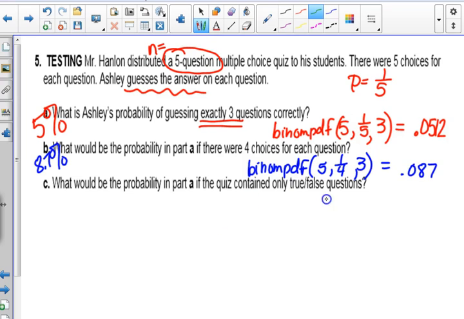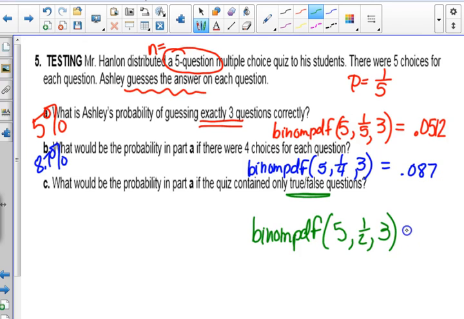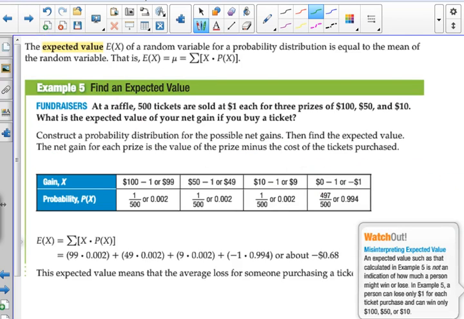What about if it's just true false? Okay, I'll make it even easier. What's the probability that you can guess three out of five if it's half? So 31% of the people could pass a five question quiz just by guessing. That's why the ACT and the SAT aren't true false, guys. That's why they have four or five choices.